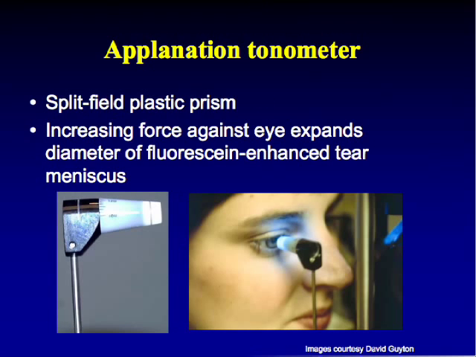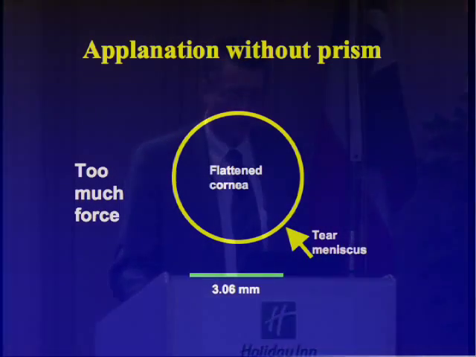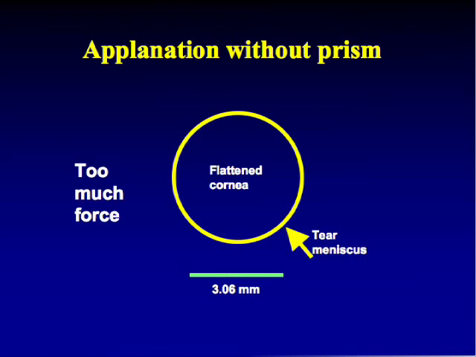The Applanation tonometer. The Applanation tonometer is a split field plastic prism, we'll explain why in a second, where increasing the force against the eye expands the diameter of a fluorescein-enhanced tear meniscus. And what you want is, once you have expanded that tear meniscus to exactly 3.06 millimeters, then the pressure against the eye in dynes is equal to 1/10 of the intraocular pressure in millimeters of mercury.